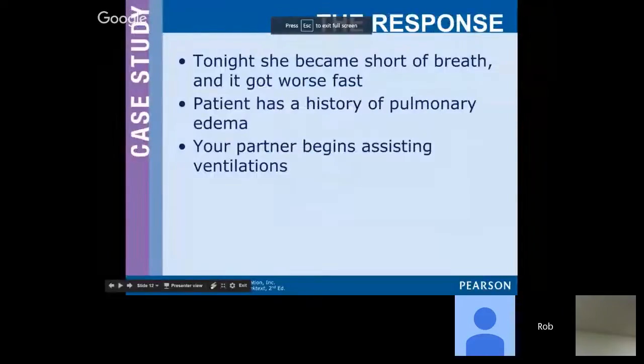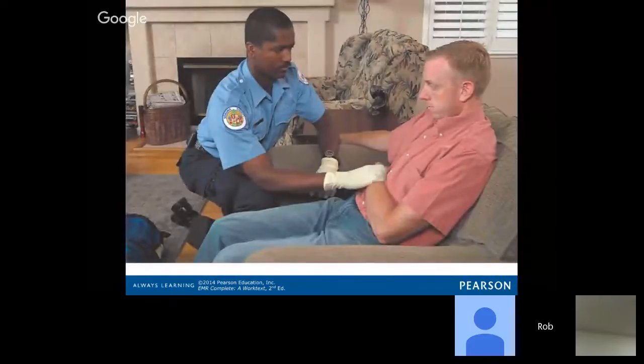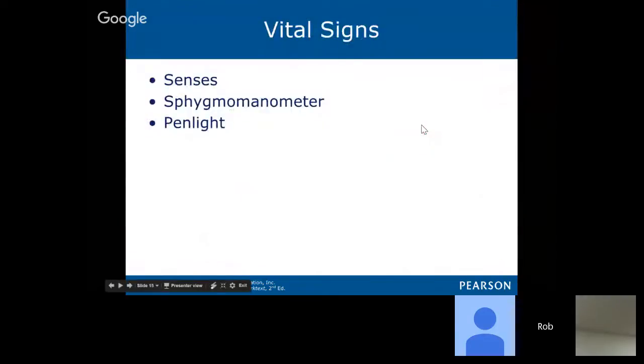So I know it really wasn't exactly part of this, but you guys see the importance of PEEP now. Remember that whenever we get to airway stuff, okay? So, vital signs. I drank so much water, I gotta get through these slides so I can go pee again. So that guy, one of the vital signs here is an intense staring contest. So make sure that you win your intense staring contest. No. Looks like he's checking a pulse. So, senses, sphygmomanometer, and pen light.